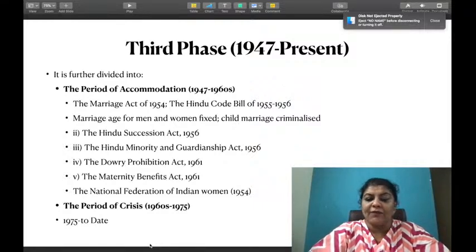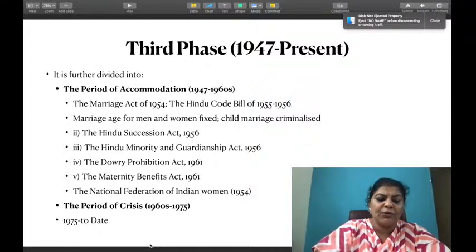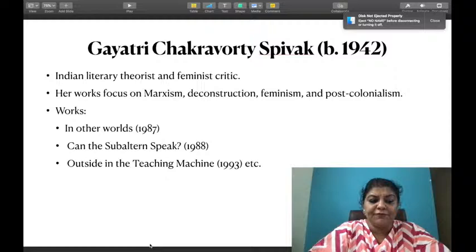Now after this, I want to talk to you about some important figures in Indian feminism. I have only included 4 or 5 people. There are so many, at least 15-20 people are there who are very, very important, but I have included only some figures. First and foremost, I have put Gayatri Chakravarti Spivak.